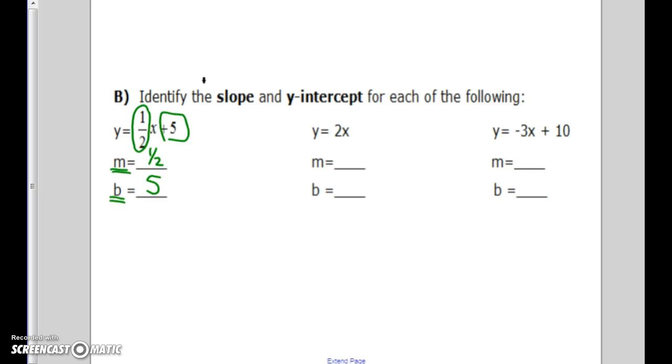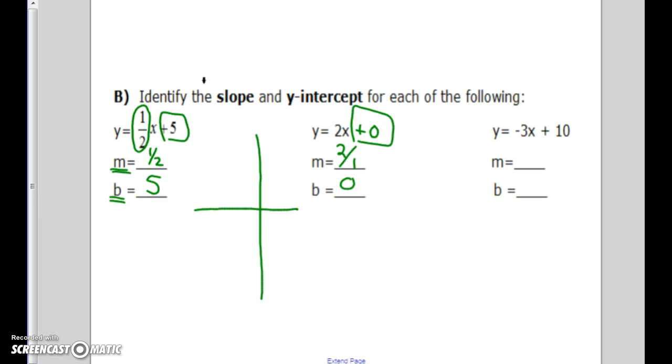So I'd like for you to try the next two. So on the second one, what did you put for the slope? 2. Remember that slope is always a fraction. So what would you put knowing that? 2 over 1. Very good. My slope would be 2 over 1. And what about your b? 0. Very good. Because there's nothing here, so that's like plus 0.